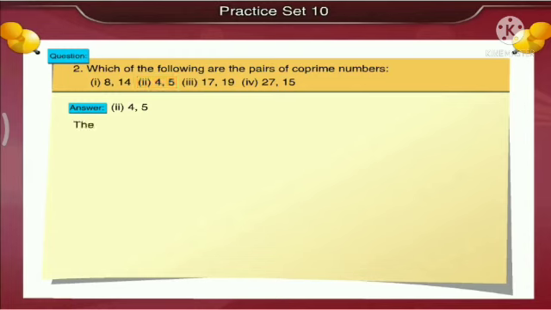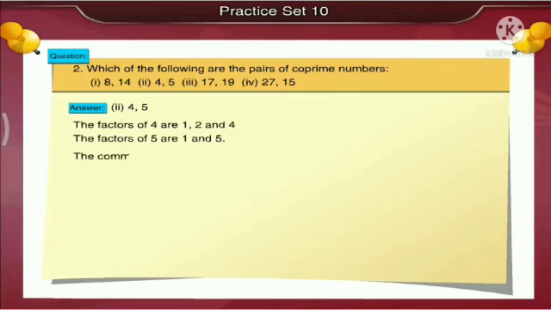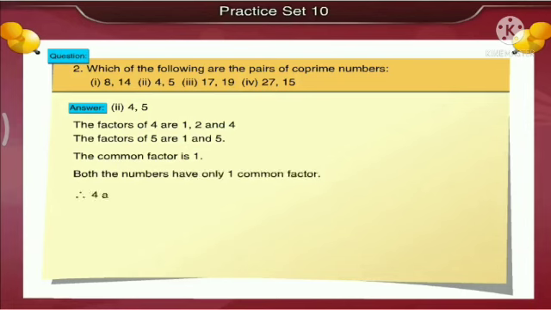Now let us first write down the factors of 4. So what are the factors of 4? That is 1, 2 and 4. Now factors of 5 are 1 and 5. So what is the common factor? That is 1. So both the numbers have only one common factor, which means 4 and 5 are co-prime numbers.